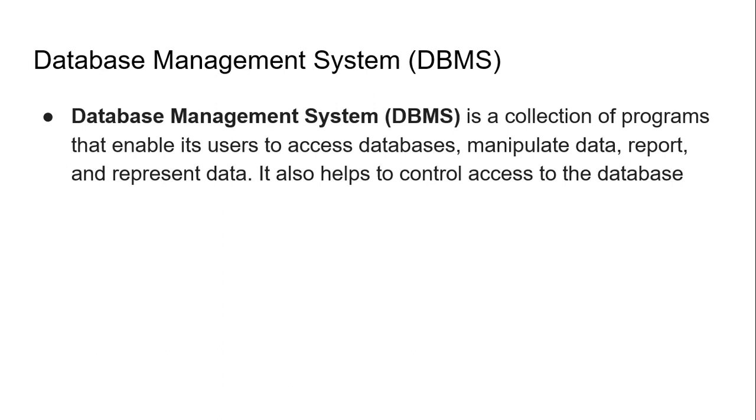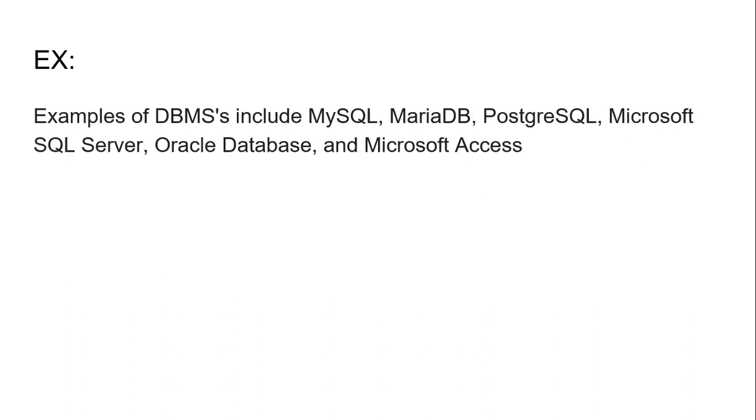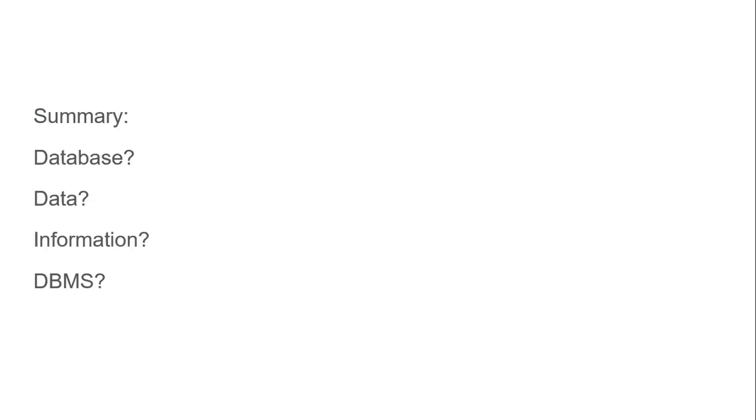And to handle such types of things, we need a language called SQL, that is known as the structured query language, and that is used for interaction with the database, or you can simply say used to communicate with the database. It was first implemented in the 1960s, and Charles Bachman's Integrated Data Store is said to be the first database management system in history. This is some information about the history. And now you can see the examples of database management systems: MySQL, MariaDB, PostgreSQL, Microsoft SQL Server, this is our course which we are creating now, and Oracle database and Microsoft Access.